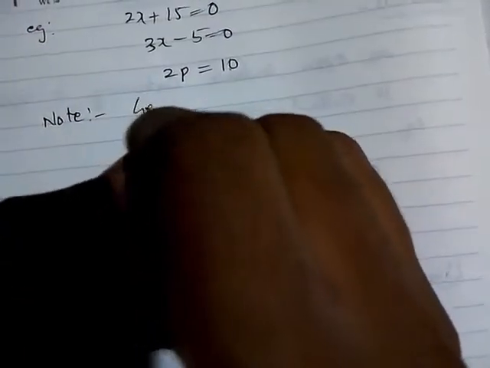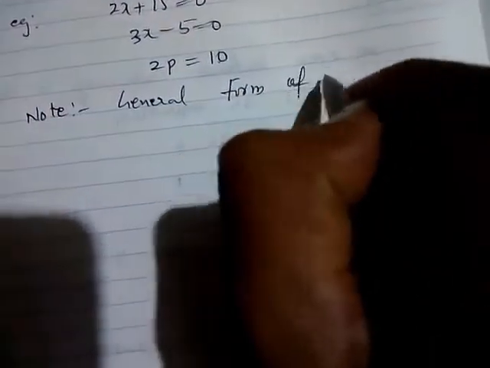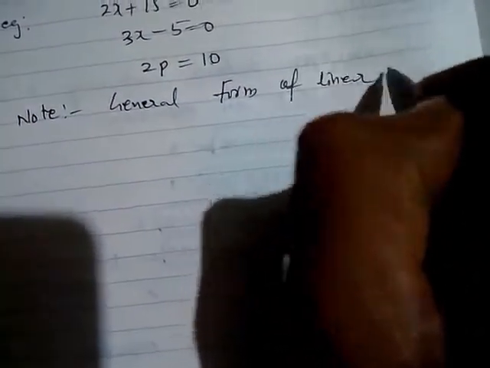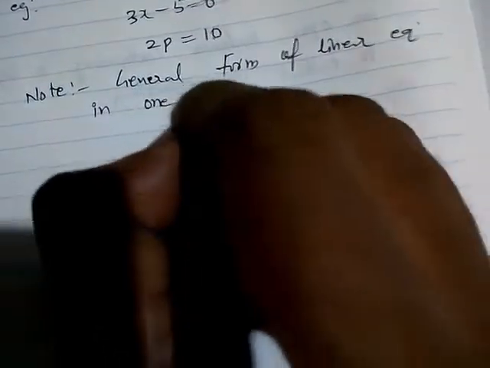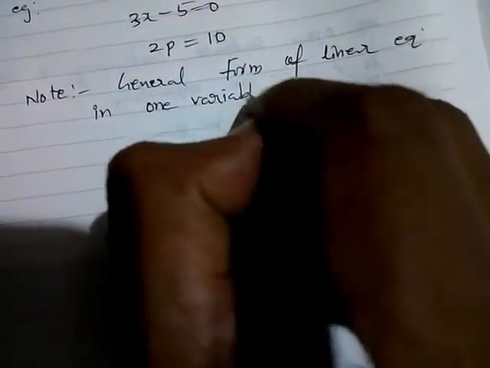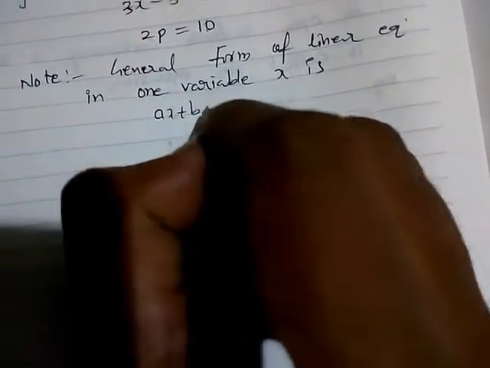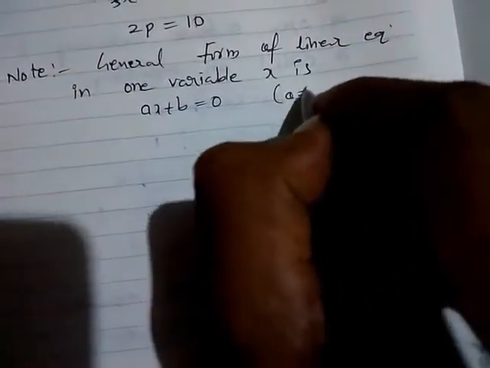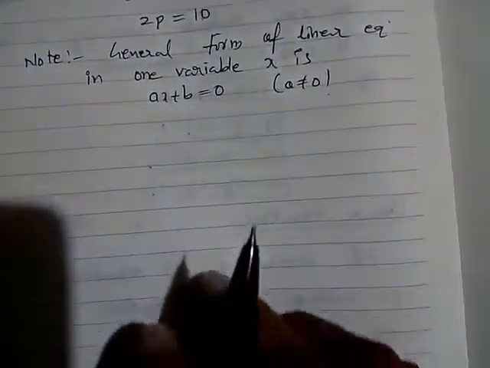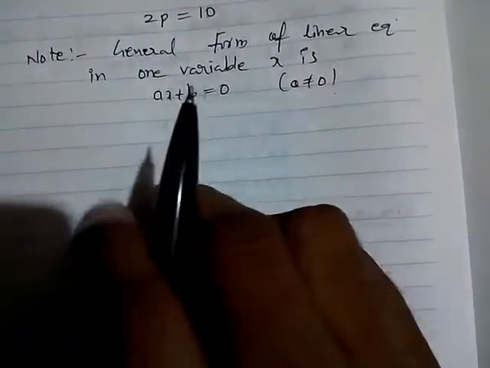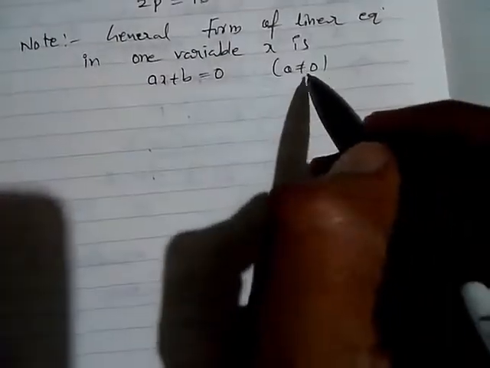General form of linear equation in one variable x is ax plus b is equal to 0. Must and should a not equal to 0. This is general form of linear equation in one variable x, or simple equation: ax plus b is equal to 0, must and should a not equal to 0.